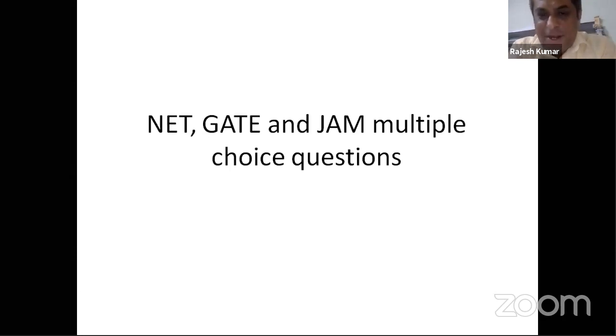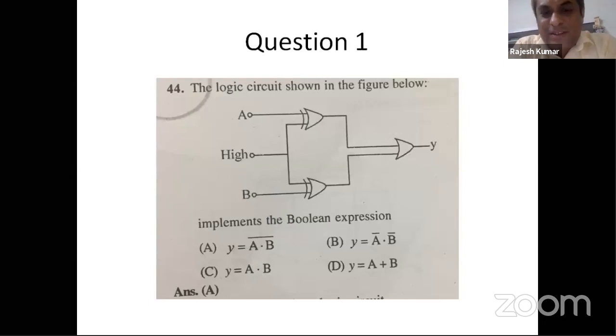The first question I chose is that the logic circuit shown in the figure is given by so and so. You can see that there is an application of XOR gates. You know that the XOR gate gives a high output when the inputs are different, when the number of ones is odd. Therefore, we have two XOR gates. One has an A input and a second input given a permanent high. Similarly, we have one more XOR gate that has a B input, and it has a permanently high input.